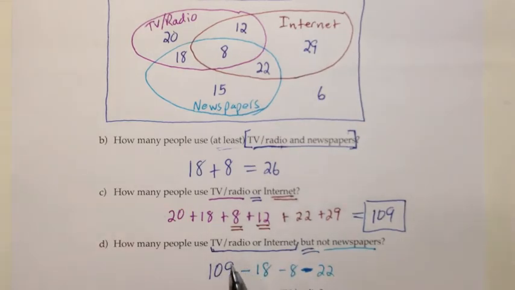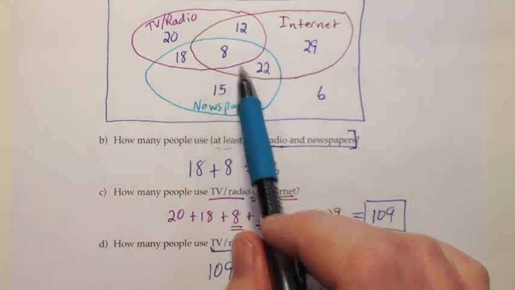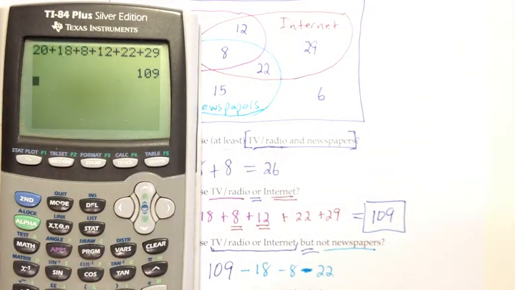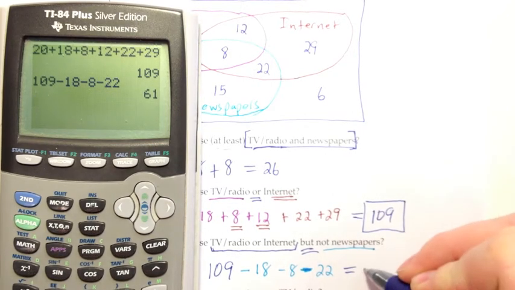So I'm looking at this as, look, I want everybody that I just counted up above except for the ones from here that are newspaper readers. So I'm subtracting out those 18, 8, and 22. And then, again, we can go to the calculator on that. 109 minus the 18 minus the 8 and minus the 22. And we come up with 61.